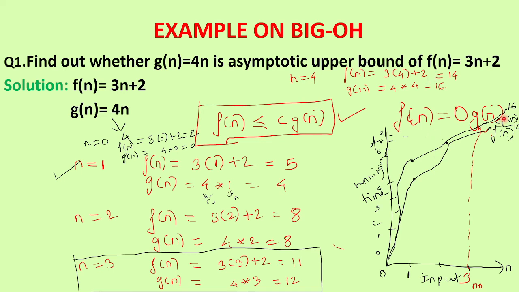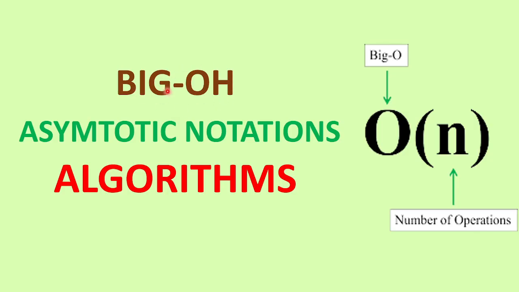It is on the upper side. You can see g(n) is on the upper side of f(n) and it's taking the maximum time. So you can write f(n) is O of g(n). So this was all about the big O asymptotic notation under algorithms.